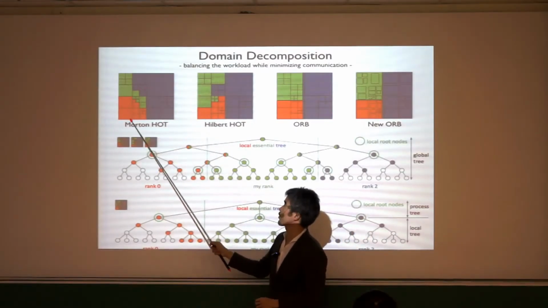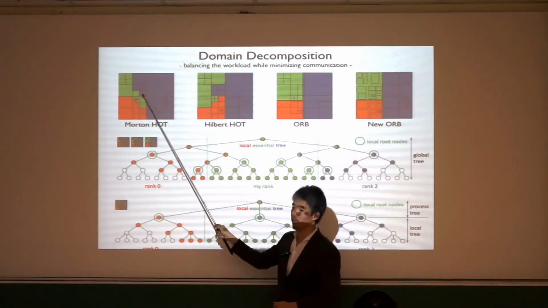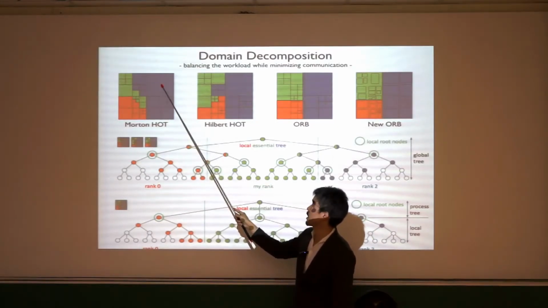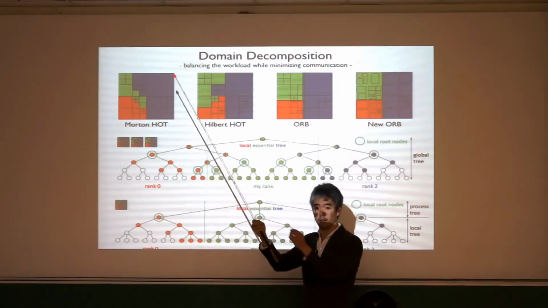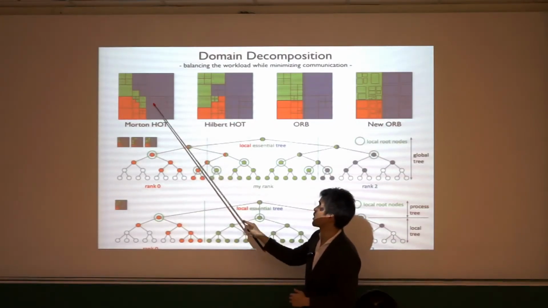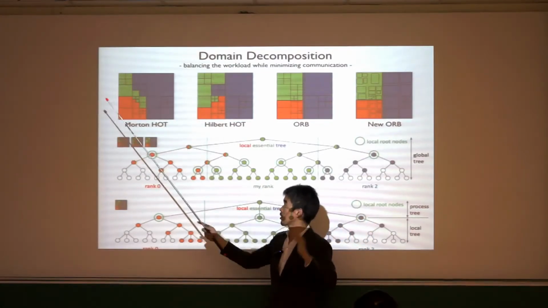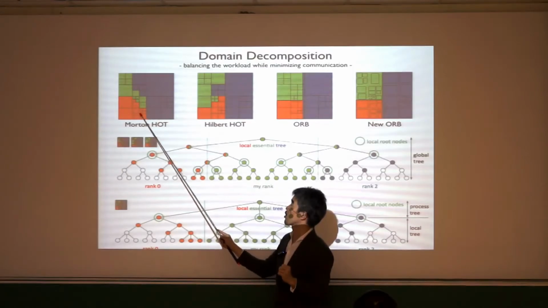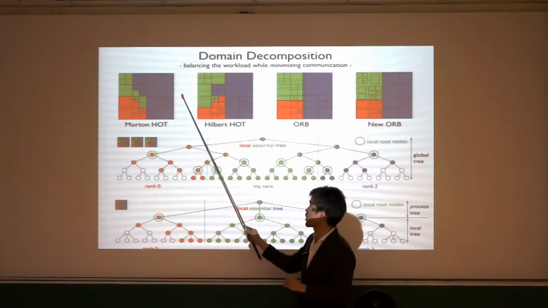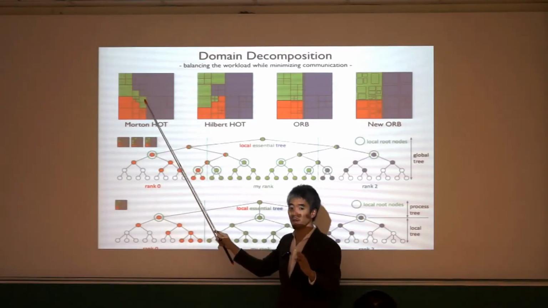You're following the space-filling curve and chopping this line into three equal segments. If you had a big box here, you count this length of this line as just one box. That's why this blue domain looks large, because it has many big boxes. But you're chopping this space-filling curve into equal segments in terms of number of boxes, not the size of the domain. So these and these and these have roughly equal number of boxes.